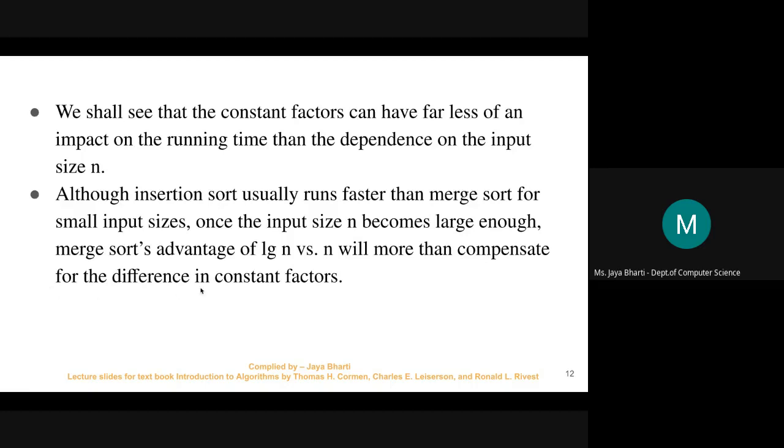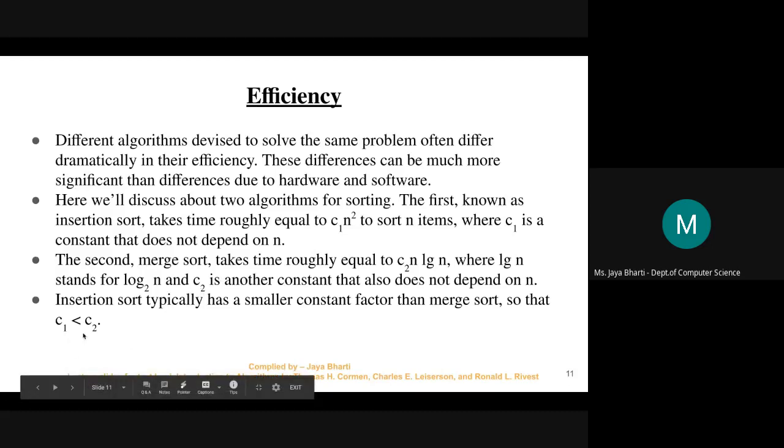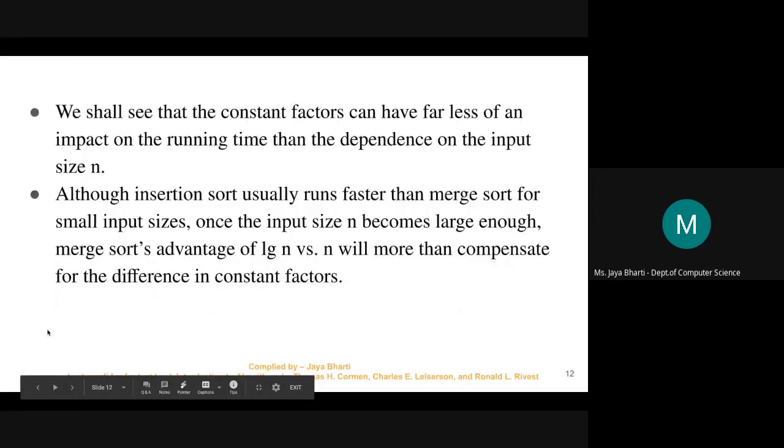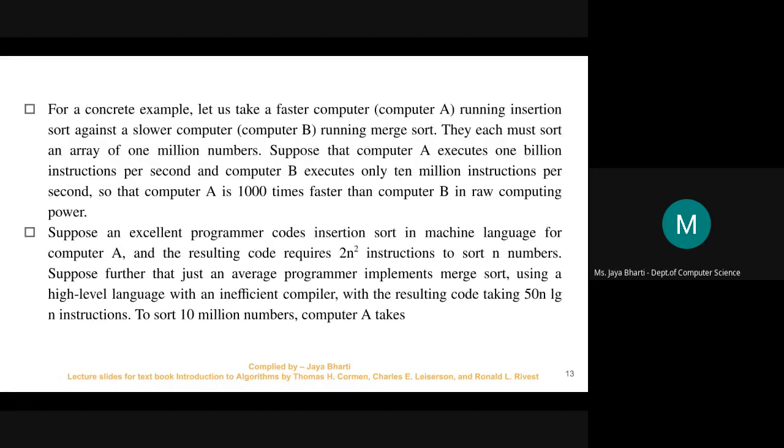Why is it saying constant factor? Because we know that the constant factor for the merge sort is greater than the constant factor for the insertion sort. So if the input size is small, then insertion sort will take less time. But if the input size is large, then merge sort will take very less time because it is using log n as compared to n in insertion sort. Okay, so we will take this example.